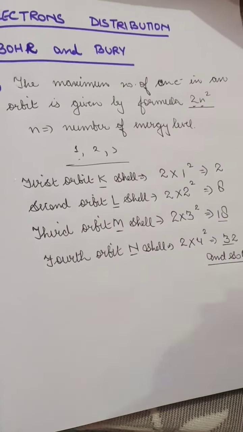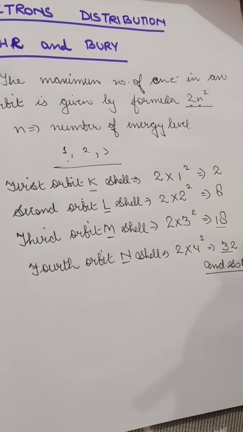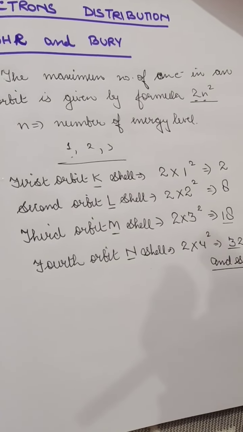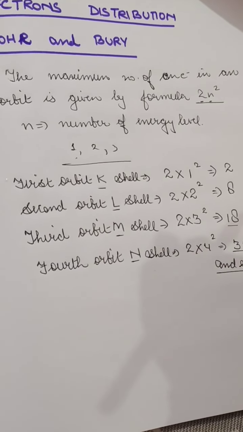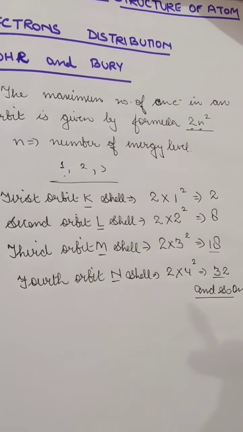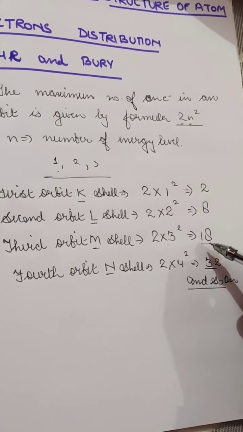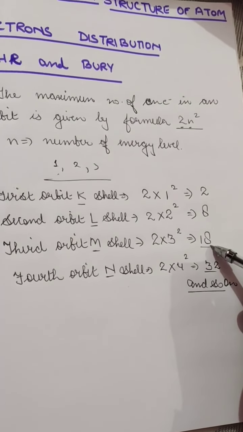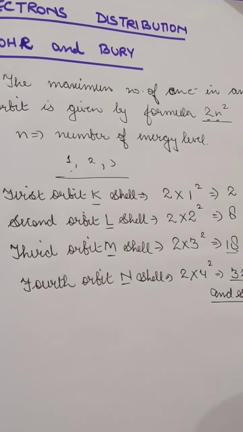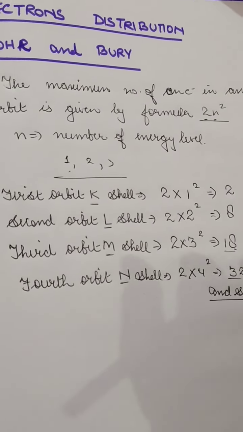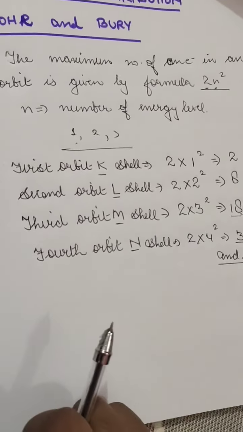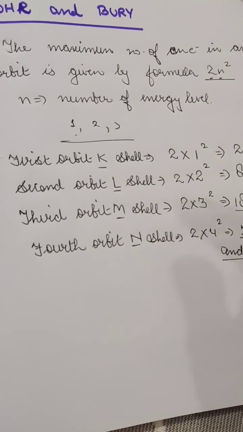Now, the maximum number of electrons that can be accommodated in the outermost orbit is 8. So the maximum number of electrons in the outermost orbit should be 8. Even if the orbit cannot have 18, it would have a maximum of 8 electrons. And electrons are not accommodated in a given shell unless the inner shells are completely filled. That is, the shells are to be filled in a stepwise manner.